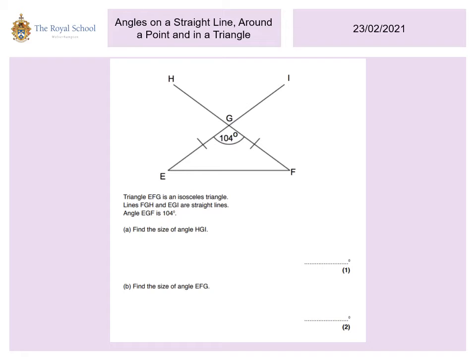So it says here, triangle EFG is an isosceles triangle. Now remember, we've got the three letters there, EFG. And all that means is if you trace your finger from E to F to G, and then back, we've made our triangle. FGH and EGI are straight lines. That means if you went from F to G to H going upwards there, we've made a straight line, we can see that. And EGI is also a straight line from E to G to I under the straight line.